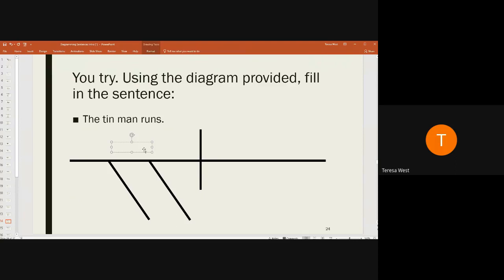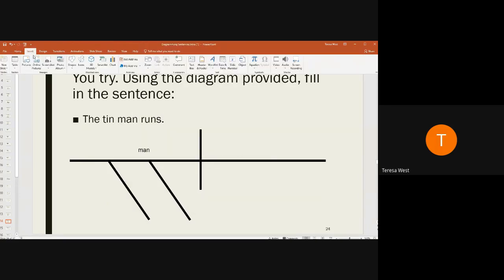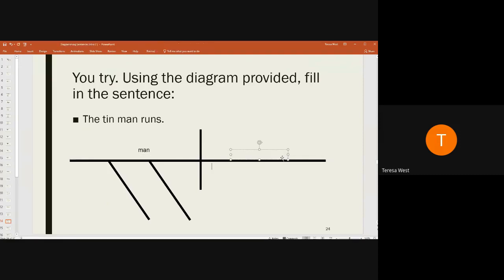Okay, so our basic subject of this sentence is man. Man is the simple subject. Sorry. Awkward. I don't want to insert a text box anytime. Okay, oh well. So the man. What does the man do? The man runs. What do we know about this man? We know that he is the man. And we know that he is the Tin Man. The Tin Man. So hopefully you can see this. Hopefully it's changing. So man runs, the and tin are both descriptors for man.